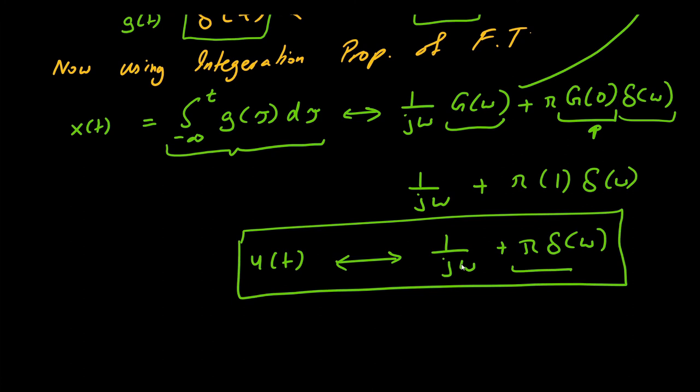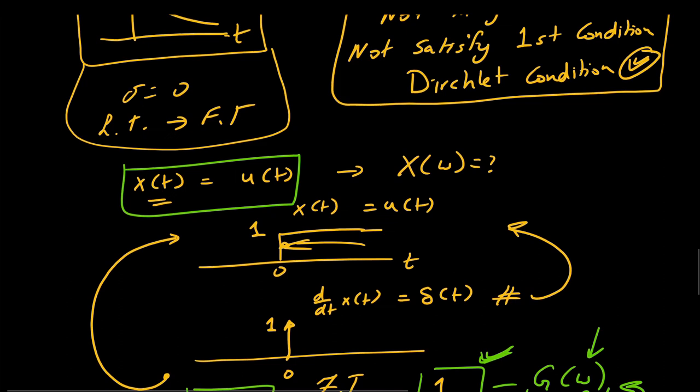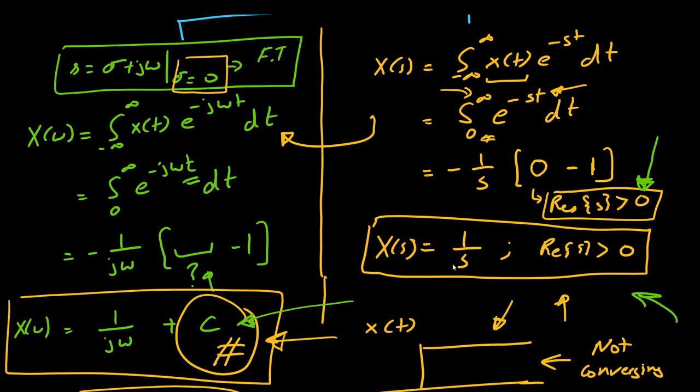Now this is that constant value that we originally presented when we were discussing the Fourier transform and its comparison with the Laplace transform.